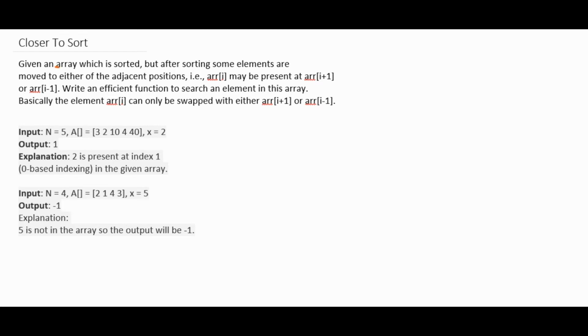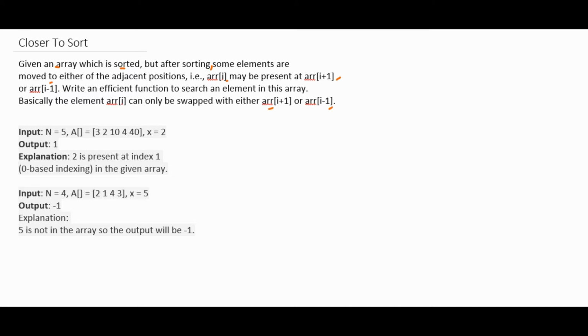Given an array which is sorted, but after sorting, some elements are moved to either of the adjacent positions, that is, array of i may be present at array of i plus 1 or array of i minus 1. Write an efficient function to search an element in this array. Basically, the element array of i can only be swapped with either array of i plus 1 or i minus 1.